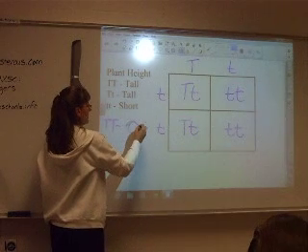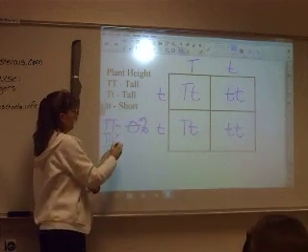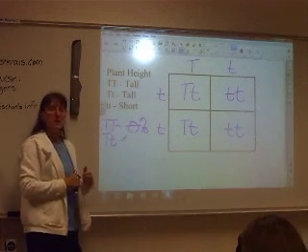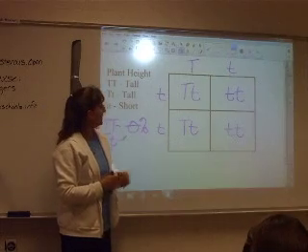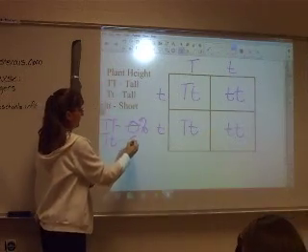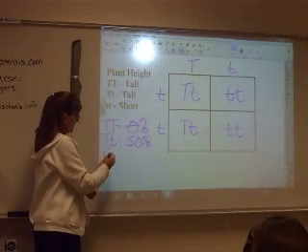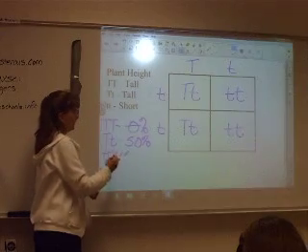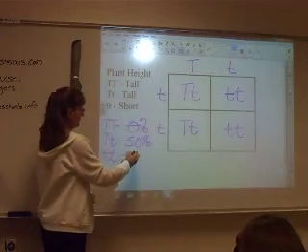So what's our percentage? 0. What about dominant hybrid? 50. Everybody agree with that? Yes. Because we have 2 out of 4, 50%. What about recessive pure? 50%, because we've got 2 out of 4.